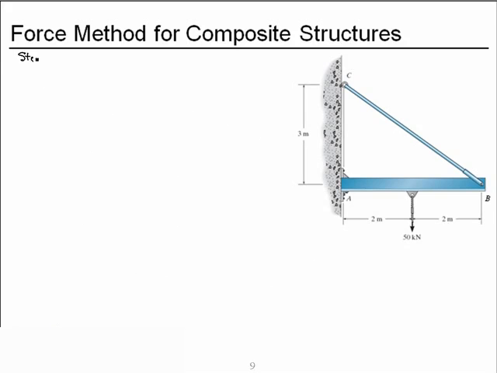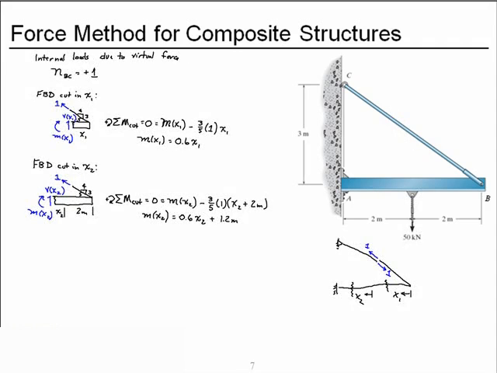Step 4. Is to find deflection of the primary structure due to a unit redundant. So we take off the applied force. It's the primary structure, so it's cut in the tie BC. And we apply a unit redundant. But this looks exactly like the situation we had for the virtual force in the previous calculations.